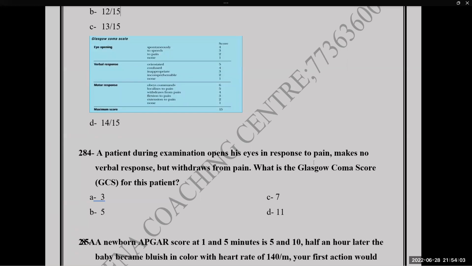Okay. Verbal response is 1. Verbal response is not there. So 2 plus 1 is the answer. Yeah, 7. So total 7.